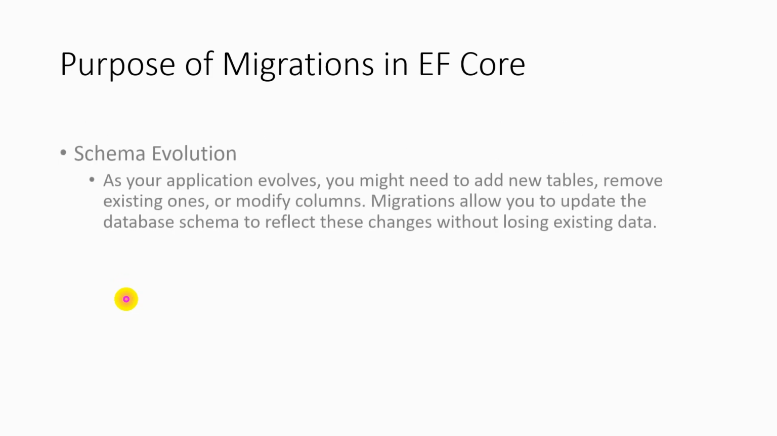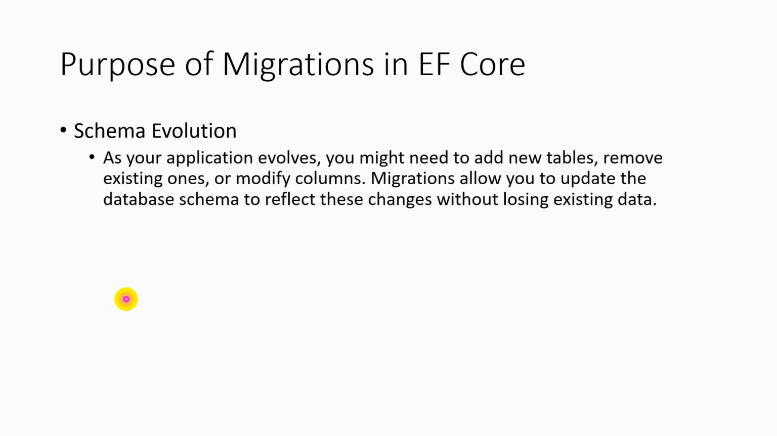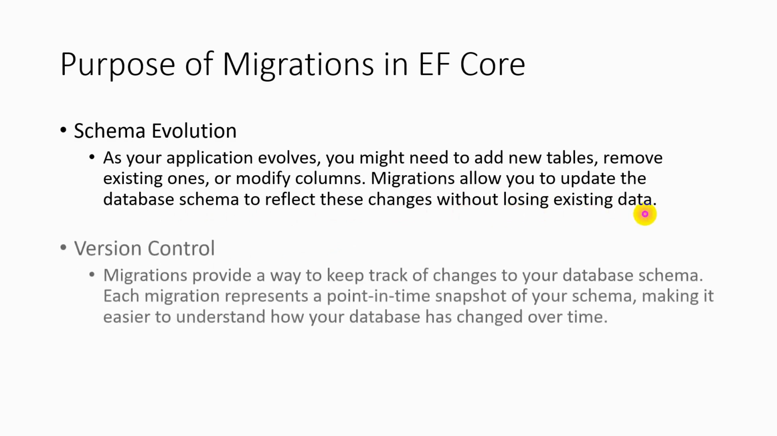Purpose of migrations in Entity Framework Core. First purpose is schema evolution. As your application evolves, you might need to add new tables, remove existing tables, or modify the columns. Migration allows you to update the database schema to reflect these changes without losing existing data.